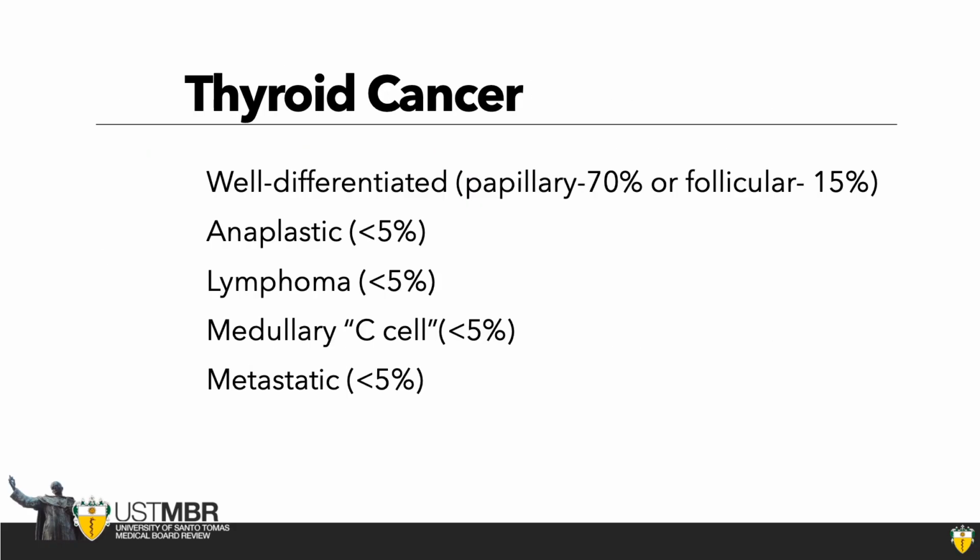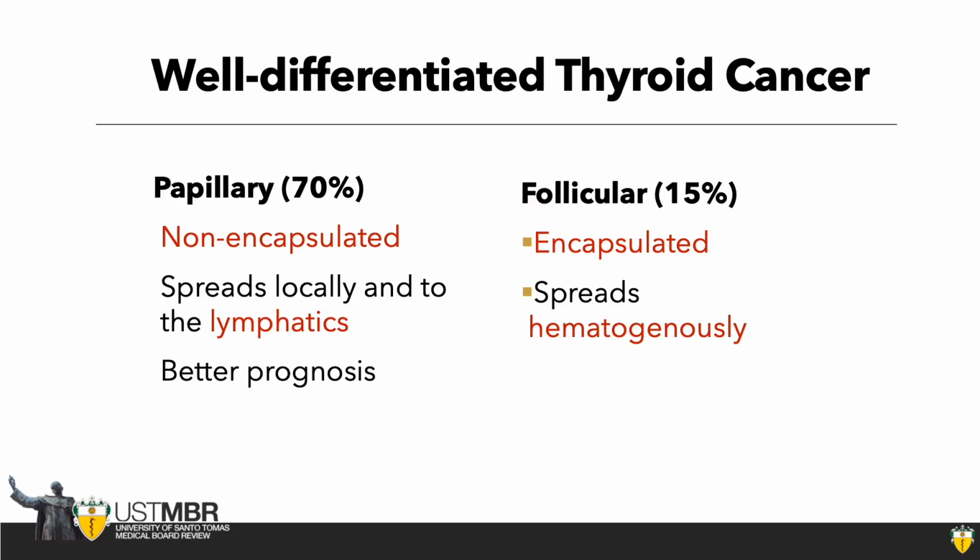The most common cause of thyroid cancer is the well-differentiated type. Papillary is still the most common one, and you have your follicular thyroid cancer also. These are generally well-differentiated, meaning they are cancers of the thyroid follicular cells. Anaplastic is less common. Lymphoma and medullary cancer are less common, and some cancers like breast can metastasize to the thyroid once in a while. Let's talk about papillary.